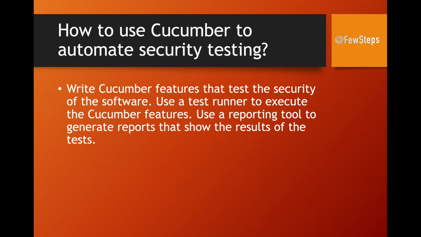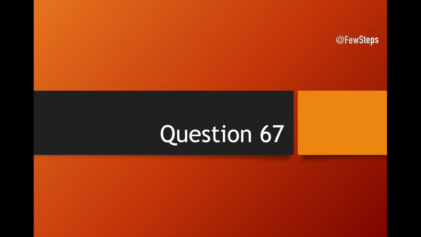Question 66. How to use Cucumber to automate security testing? Write Cucumber features that test the security of the software. Use a test runner to execute the Cucumber features. Use a reporting tool to generate reports that show the results of the tests.